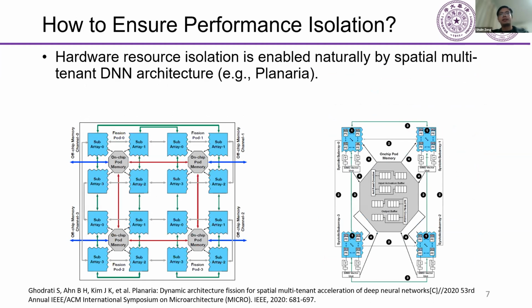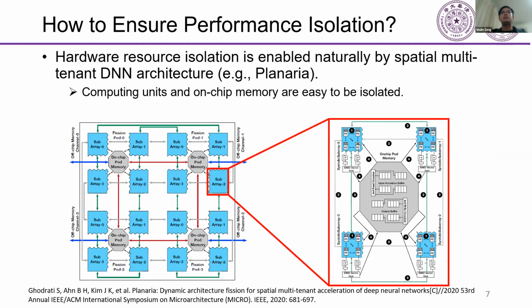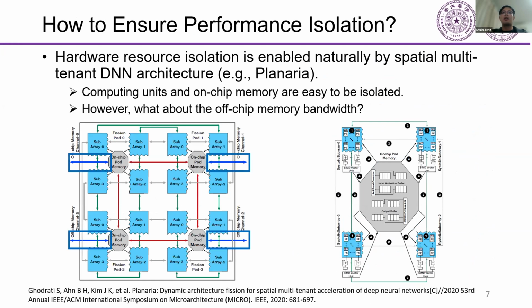Taking Planaria as an example, we can see that hardware resource isolation is enabled naturally by the spatial multi-tenant DNN architecture. The computing units and on-chip memory are easy to isolate. However, what about the off-chip memory bandwidth? We can see that there still exists conflict when multiple tenants share the off-chip memory bandwidth. So this is why prior work is unable to achieve stable performance isolation for spatial multi-tenancy.